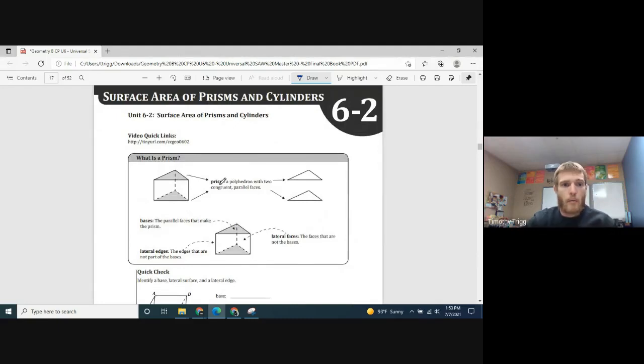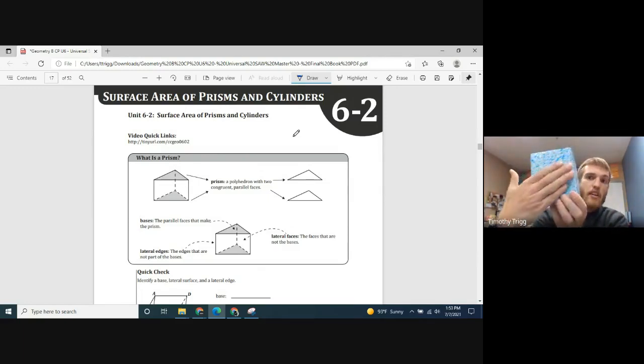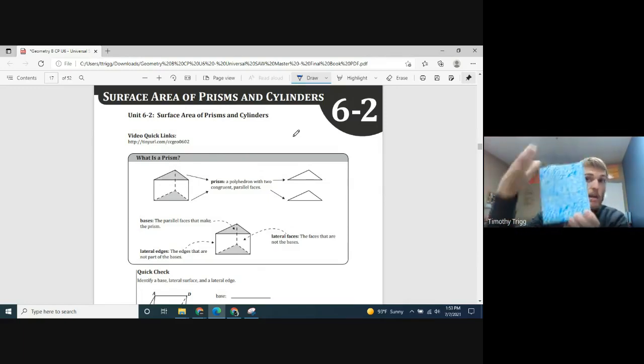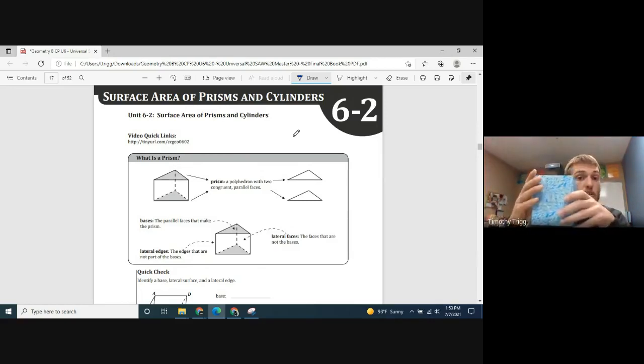Now we're going to talk about surface area of prisms and cylinders. So surface area is basically, if you have the three-dimensional shape, it's the area of all the surfaces on it. So you can imagine the area of this flat face, the area of the top face, the area of all the faces, and you take the area of each of those faces and add up all those areas, and that gives you the total surface area.